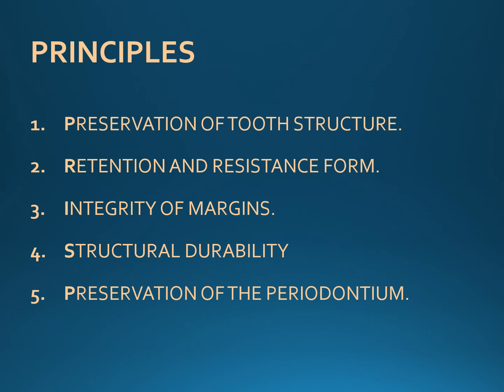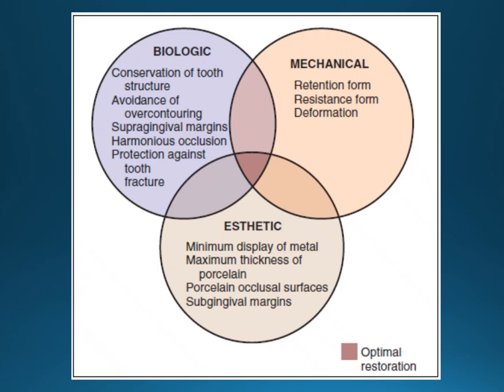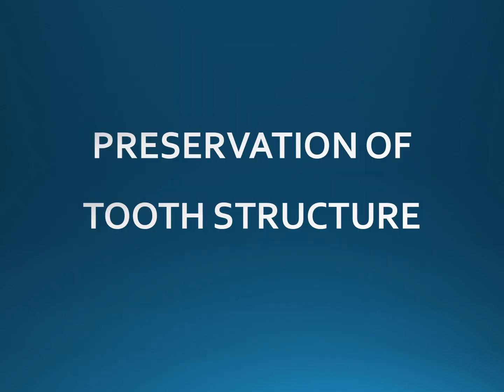The first one is preservation of tooth structure. The second is retention and resistance form. Third is integrity of margins, or marginal integrity. Next is structural durability and then preservation of the periodontium. The same principles can also be reorganized or described as biological, mechanical, or aesthetic principles under these headings. So let us go deep into each of the principles in detail.